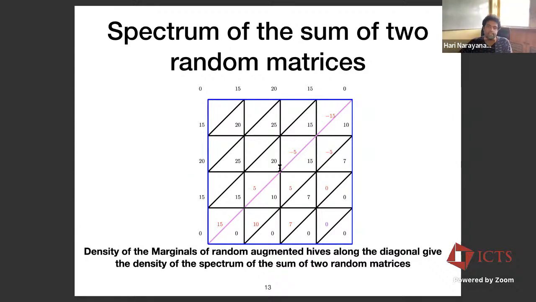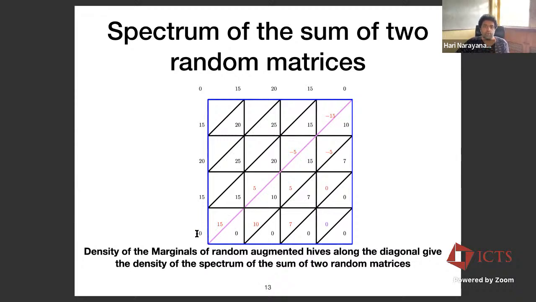So I didn't mention the main thing. Now suppose I have two matrices with spectrum lambda and mu, and I'm interested in the spectrum of the sum. Let's call it X plus Y, and these are random Hermitian matrices with given spectra. So this picture tells you exactly what the spectrum of the sum should be.